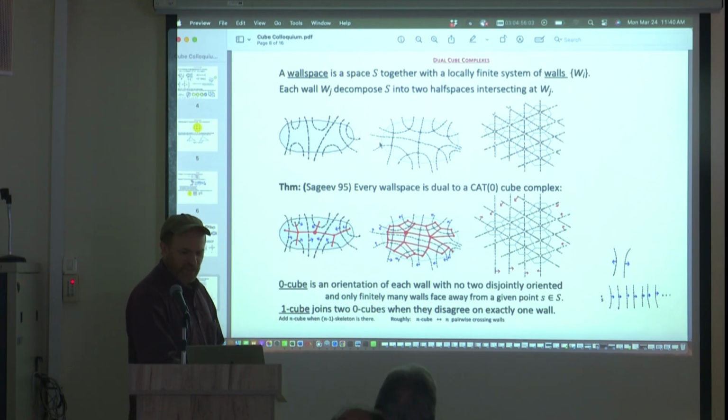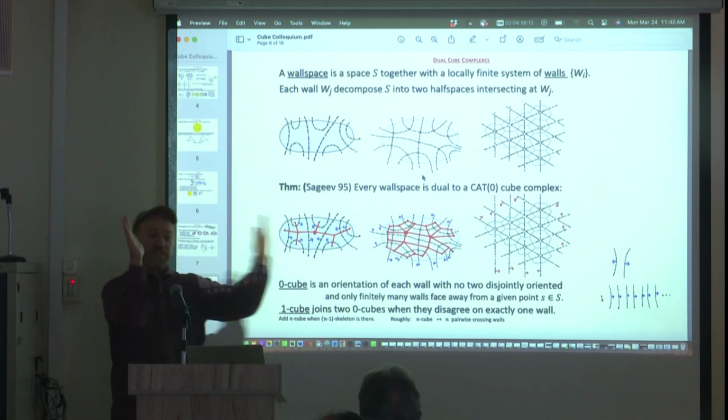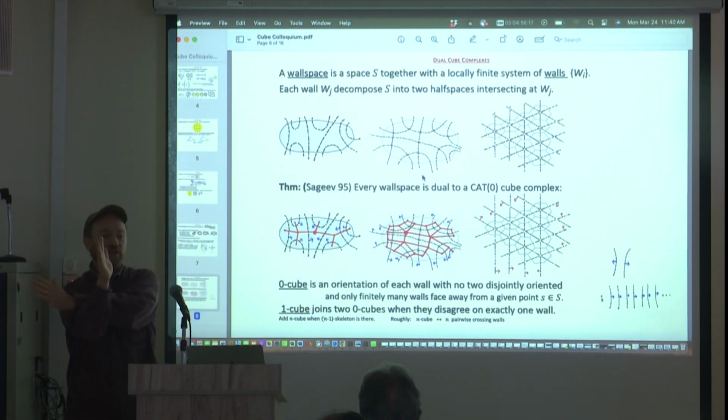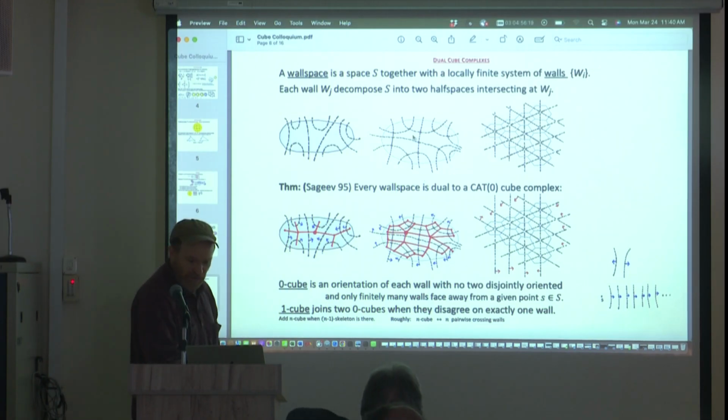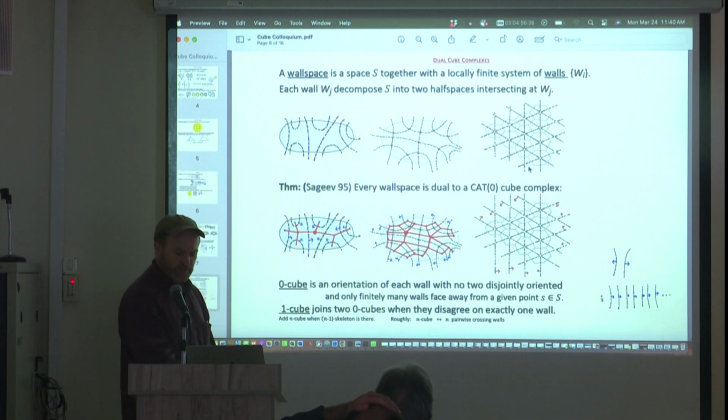You have this set, which is like this oval thing over here, and then a bunch of walls. Each of these dotted lines is a wall, and the wall separates things on the one side from the things on the other side of the wall. I don't know how many walls I have over here. It looks like about 12 or so, right? Here's another simpler wall space. Here's a more complicated wall space with 3 families of walls: vertical and 2 diagonal families of walls.